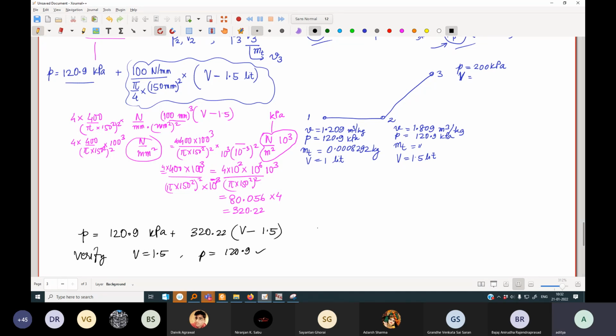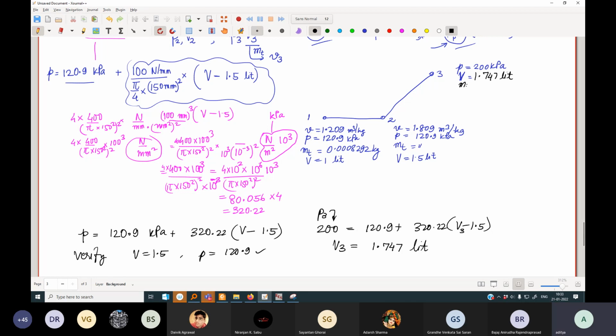Now P3 is 200, so I will write 200. So this is P3: 200 equals 120.9 plus 320.22 times (V minus 1.5). So what do we get? 200 minus 120.9, divided by 320.22, plus 1.5. Yeah, 1.747. So V3 comes out to be 1.747 liter.